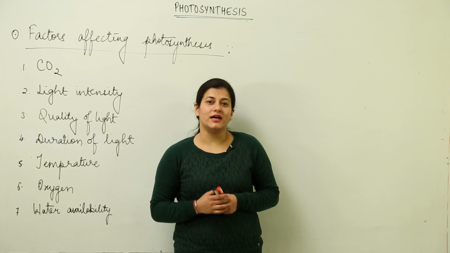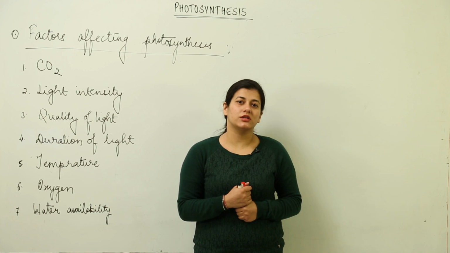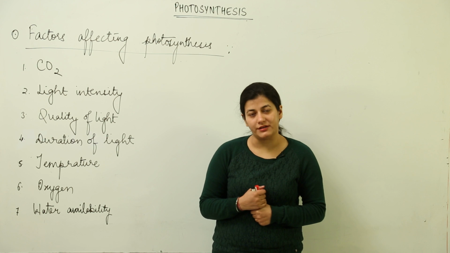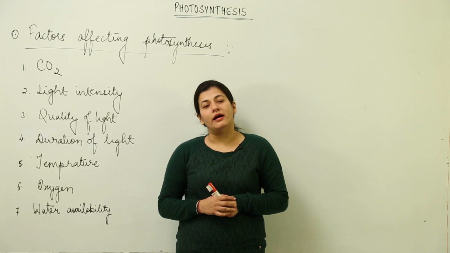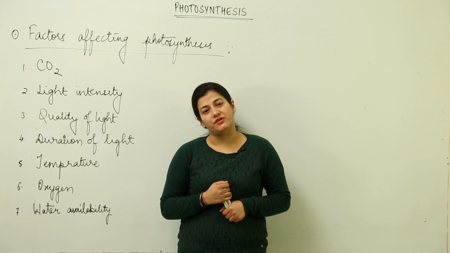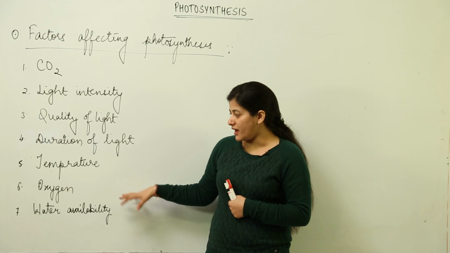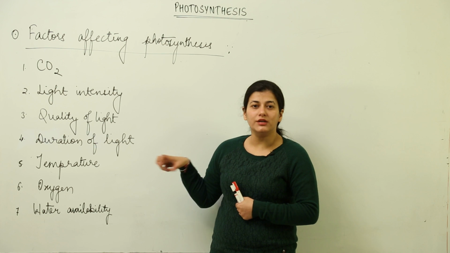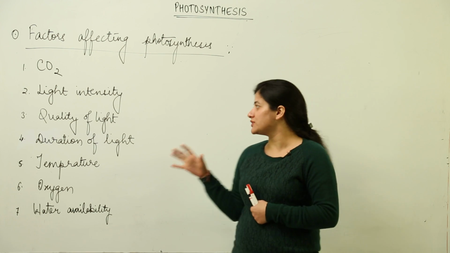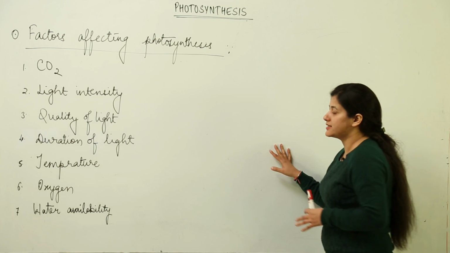We had discussed that in the rate of photosynthesis, some or other factor behaves as the limiting factor. Now, we are going to talk about the various factors which can affect the rate of photosynthesis. So, we have 7 different factors. What is their role in affecting the rate of photosynthesis, that we are going to see in this lesson.